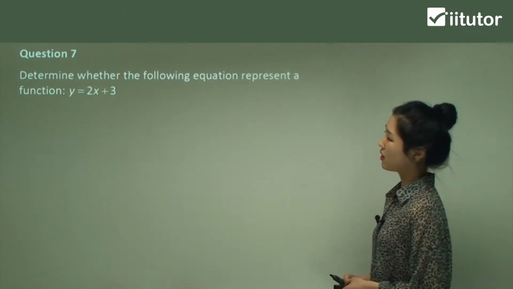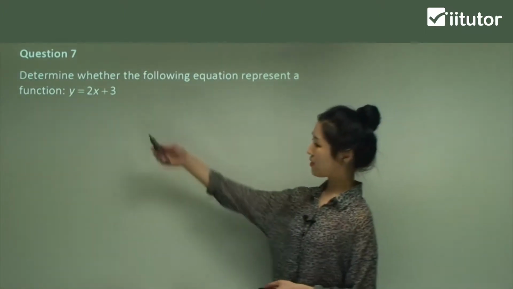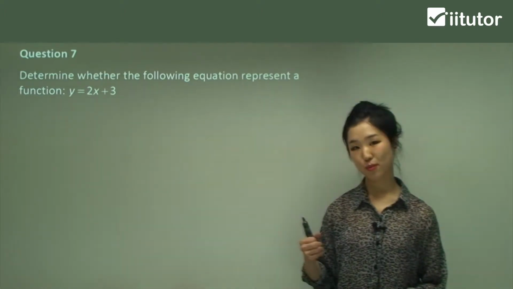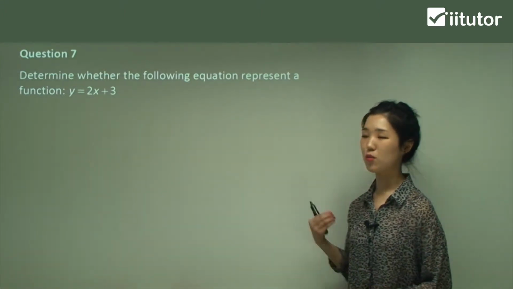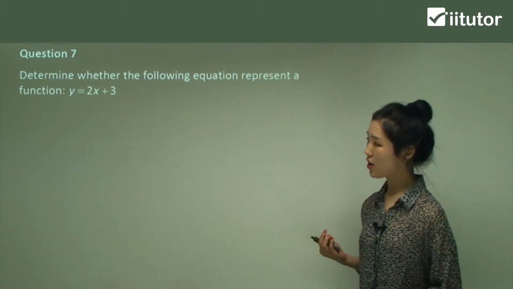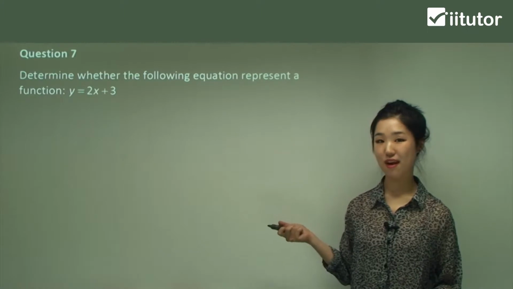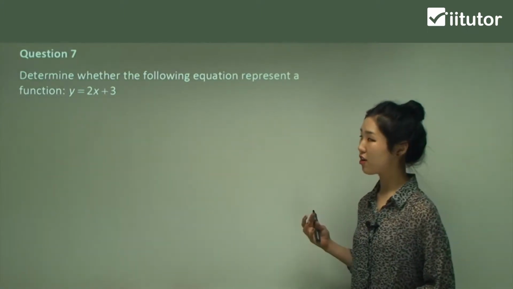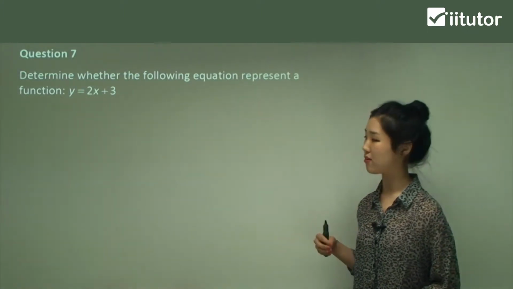Determine whether the following equation represents a function, and they give us the equation y equals 2x plus 3. Now, as I said, we want to perform a vertical line test to determine if it's a function or not. So it's a good idea to start by drawing that graph. You should know how to sketch graphs if you're given the equation.